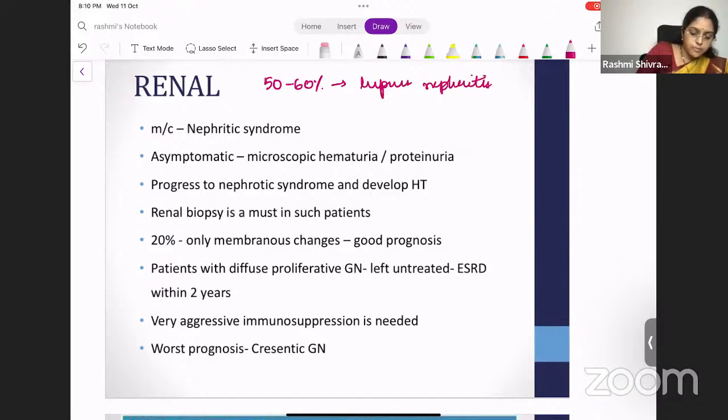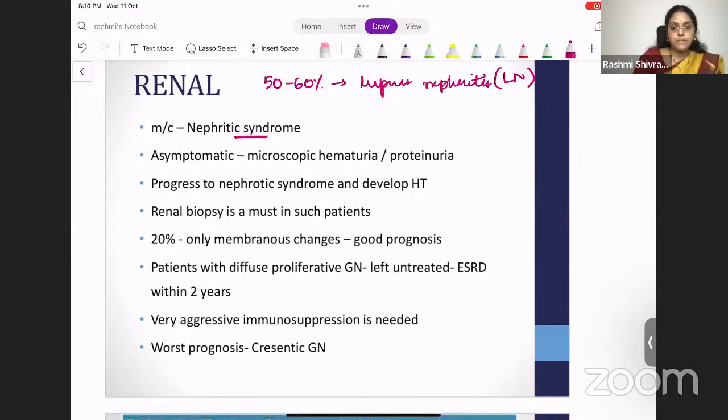Around 50 to 60% of patients will develop lupus nephritis, right? So the most common presentation is nephritic syndrome, where you will have proteinuria. Proteinuria is most important, and microscopic hematuria, plus or minus. So proteinuria is a must, microscopic hematuria can be plus or minus. So nephritic syndrome is the most common presentation.